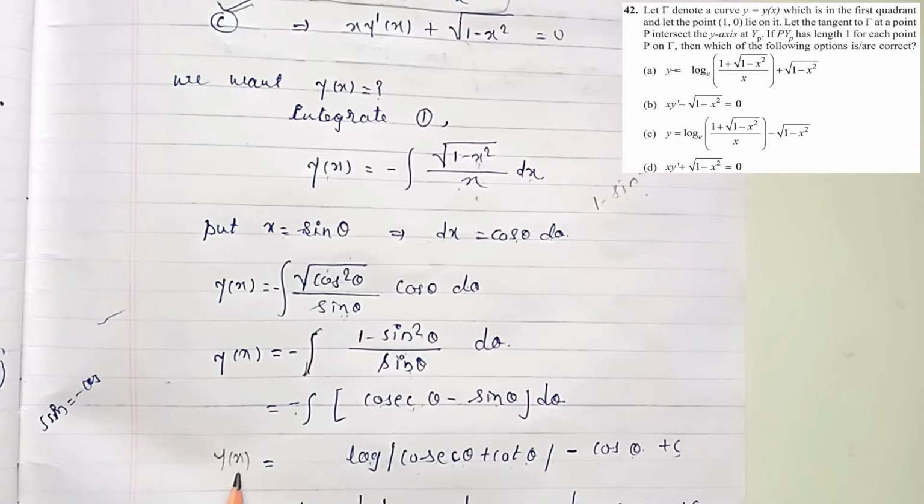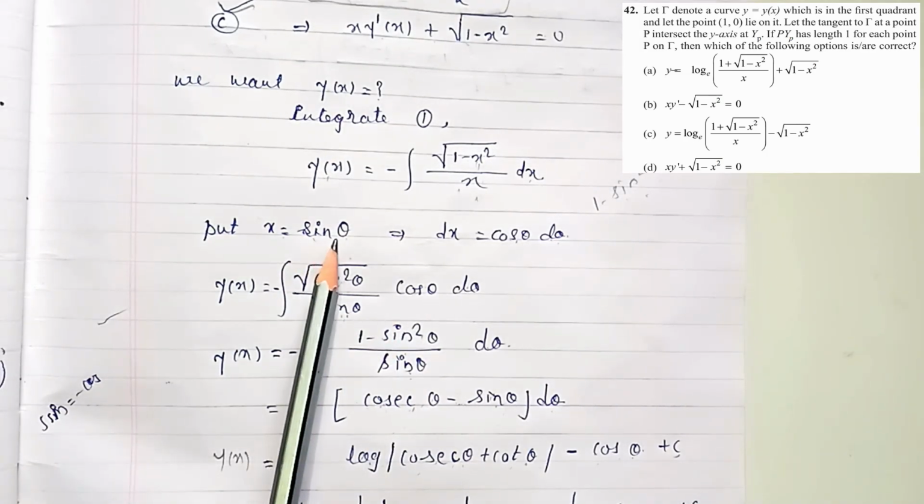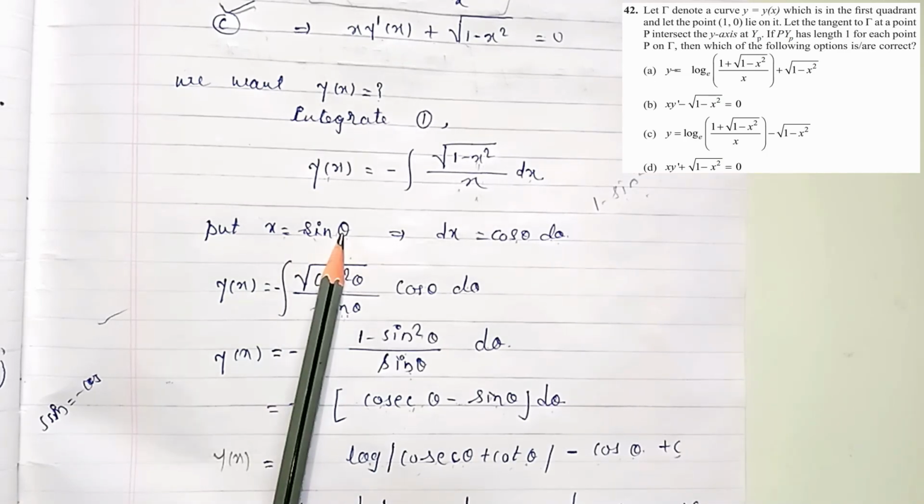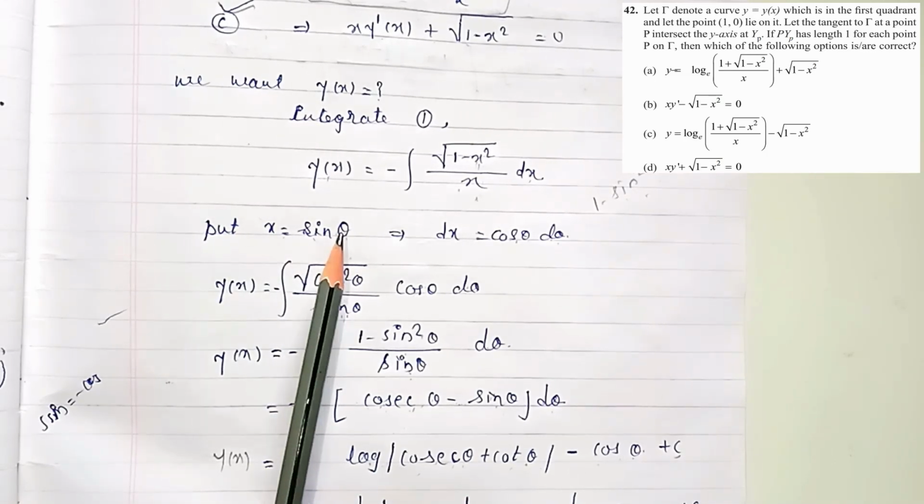Now I got the value for y of x, but in our option, we have given our y of x term in the form of x and y, not in the form of theta, because we considered theta just for substitution here. So we want our reverse process back. Substitute that theta again to the x.